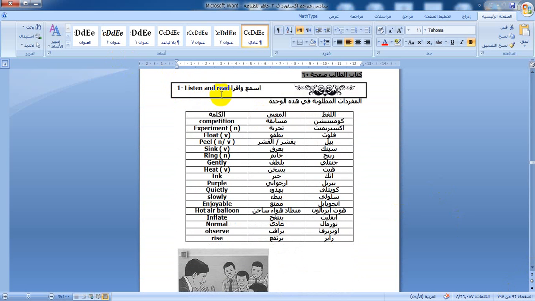One. Listen and read. The required vocabulary in this unit: competition, experiment, flute, peel, sink, ring, gently, heat, ink, purple, quality, slowly, enjoyable, hot air balloon, inflate, normal, observe, rise.